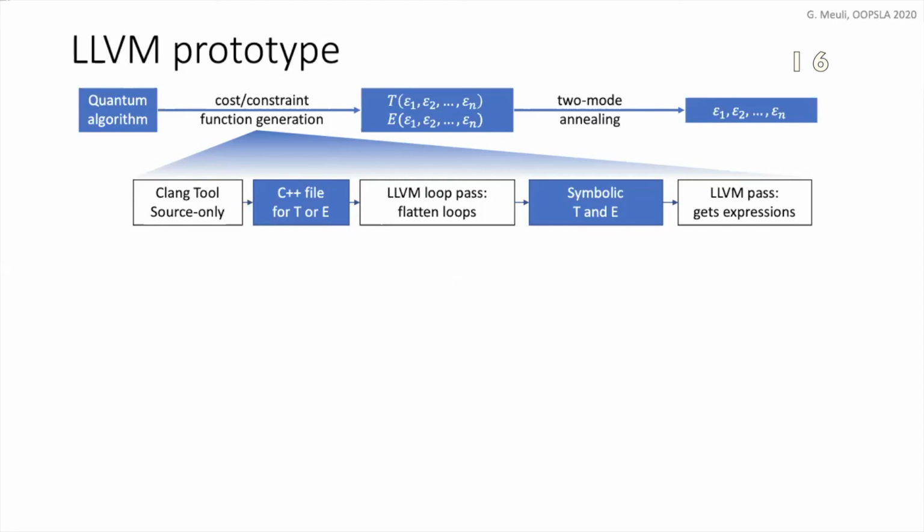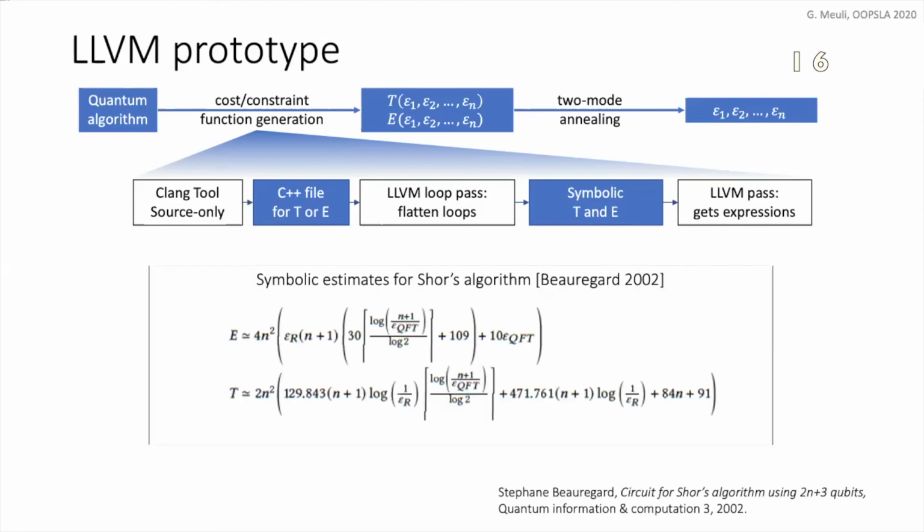The prototype includes a custom LLVM loop pass to eliminate loops in the expressions. Finally, this prototype also has a method that navigates the fully optimized IR code and extracts symbolic expressions for the two estimates. The symbolic expressions obtained for Shor's algorithm are shown. Many other symbolic expressions can be found in the paper.